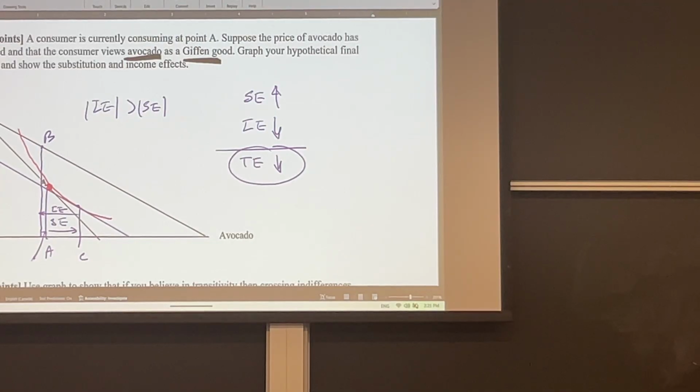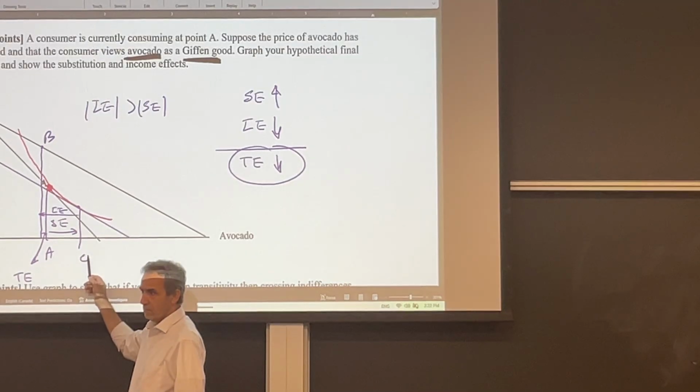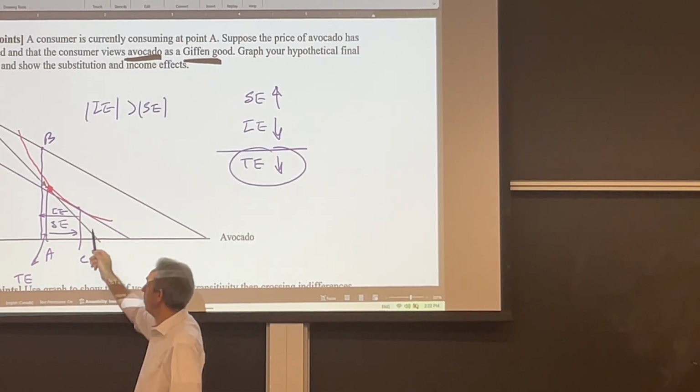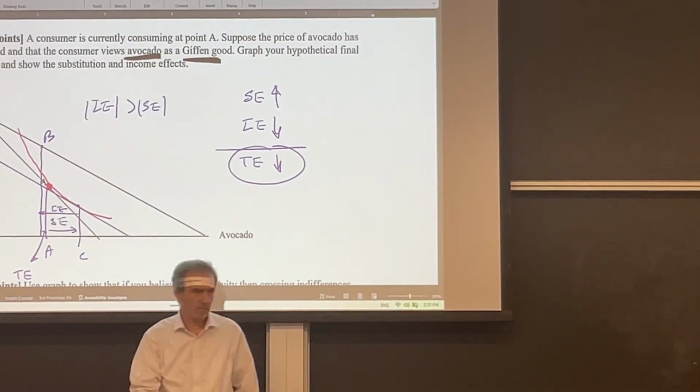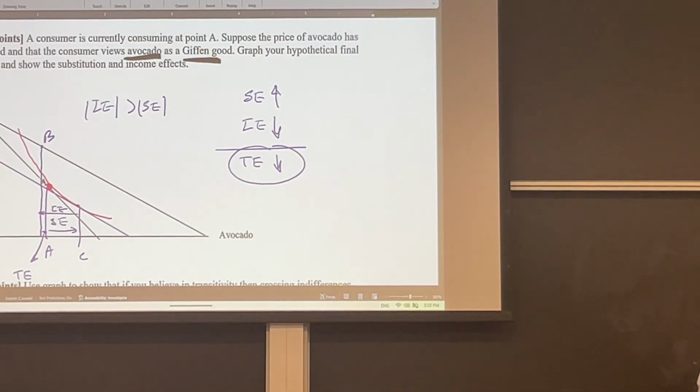And this is your total effect. If the good was just inferior, I would have graphed D between A and C. If the good was normal, I would have graphed A to the right of C. But for that type of question, the good is never normal because you have a numerical version of it later. So it's either just inferior or Giffen. That's two.